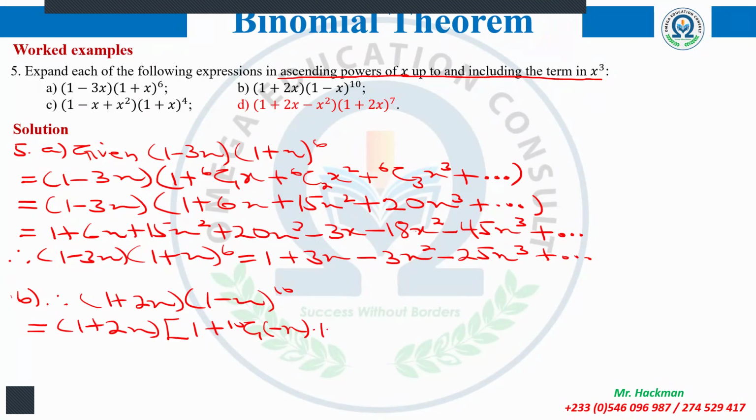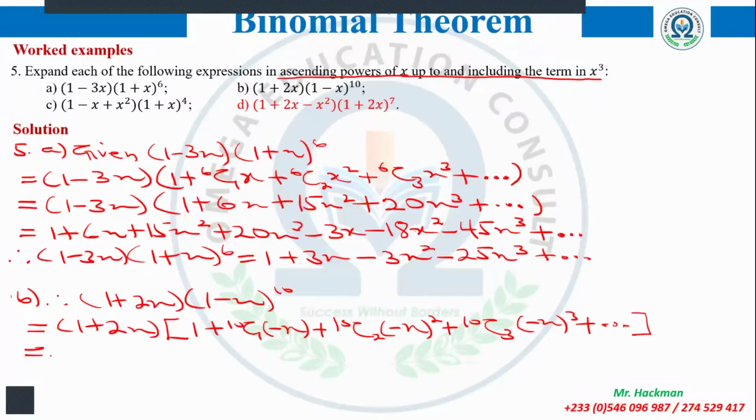Then plus 10 combination 2, then minus x squared, so minus x in bracket squared. Then plus 10 combination 3, then minus x cubed. Then plus your ellipsis. Is that not it? Professors, are you with me? Yes, sir.